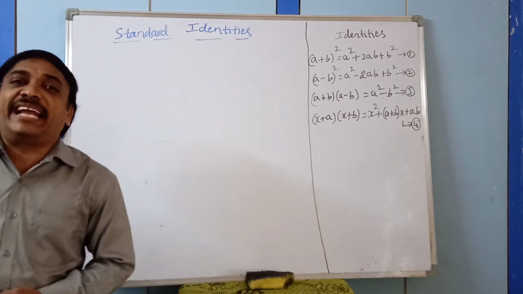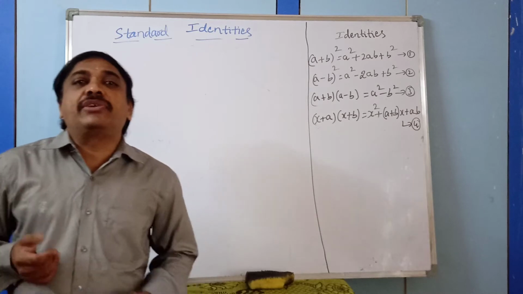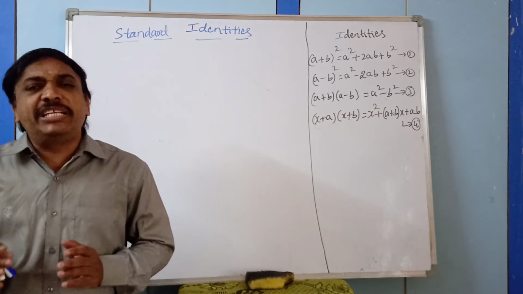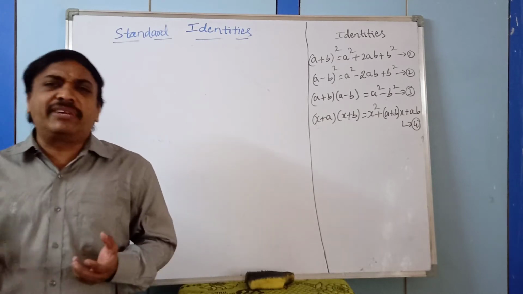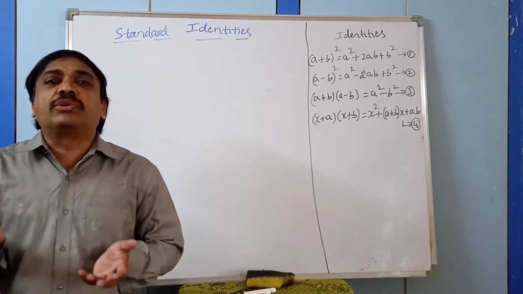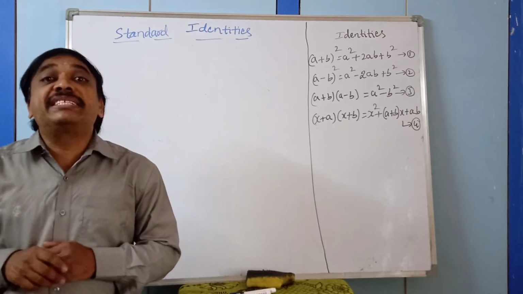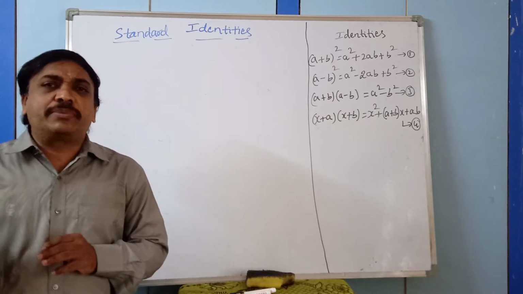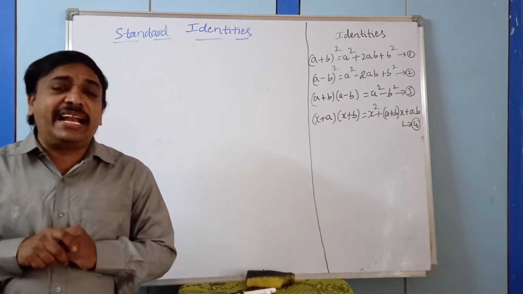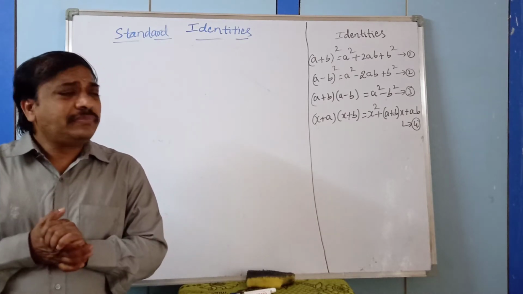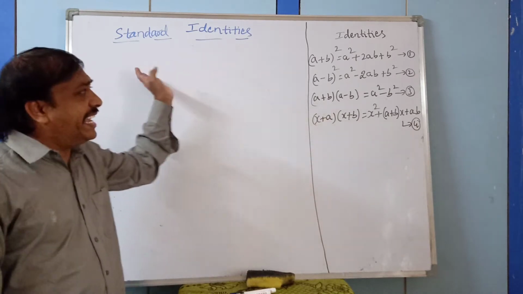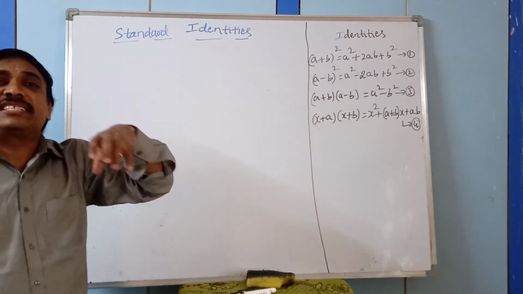So we have some standard identities. 4 standard identities you are going to learn in this session. Identities means whatever value we substitute for the variable, it holds good and satisfies. The result will be the same. Whatever value we substitute, it balances both LHS and RHS. So those are called identities. Those are the 4 identities we are discussing in this session.